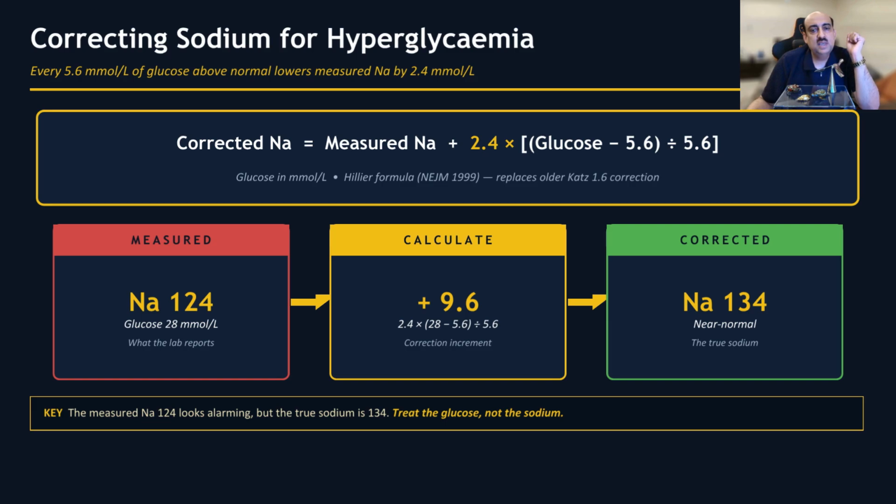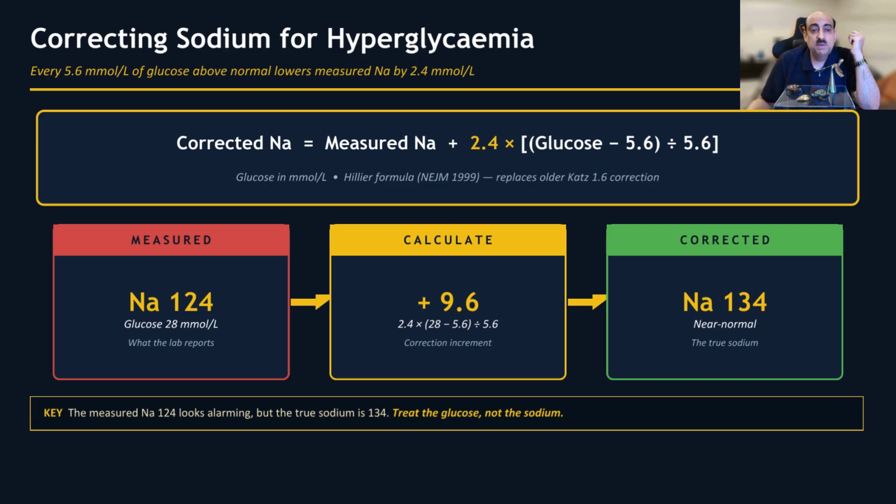So look at the example with a patient of sodium 124 and a glucose of 28 millimoles per liter. Once you do the calculations, you will realize that you need to add 9.6 millimoles, or almost 10 millimoles, to the correction, which means the sodium should be 134 millimoles rather than 124, which is nearly normal.